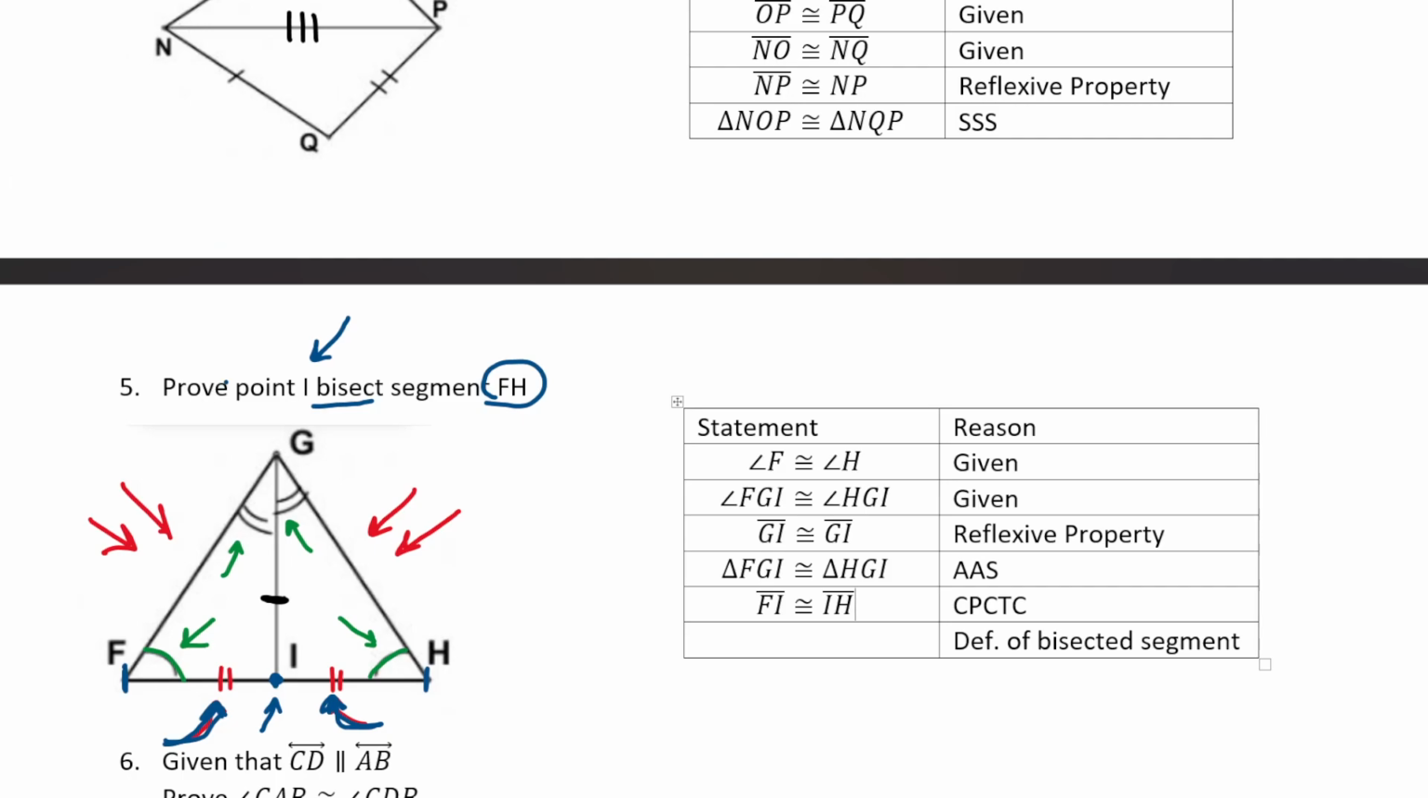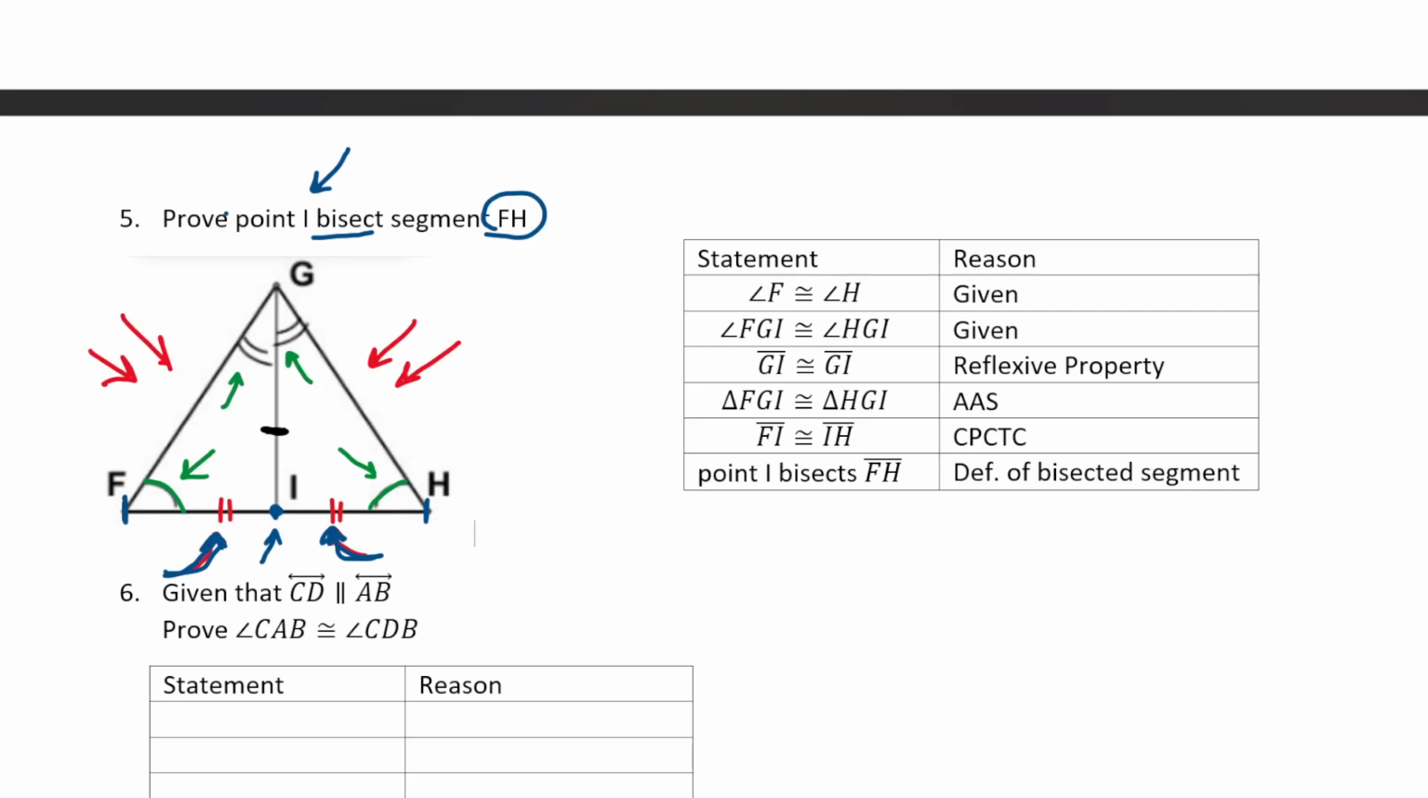And that's it. That is why we had to prove that. And instead of writing the whole word segment, let me just write FH. Okay, so point I bisects segment FH. Definition of bisector segment. So that would be it. This is it for question number 5.